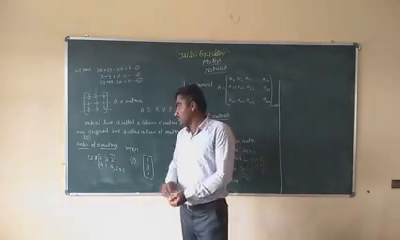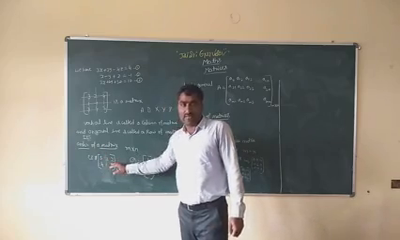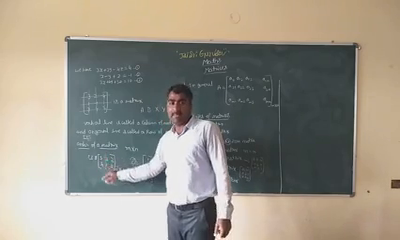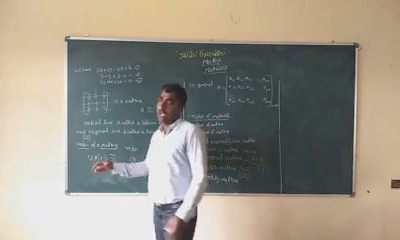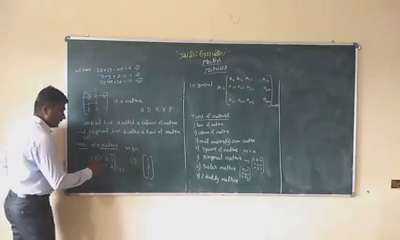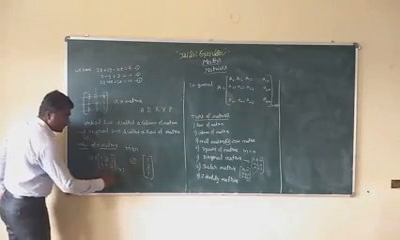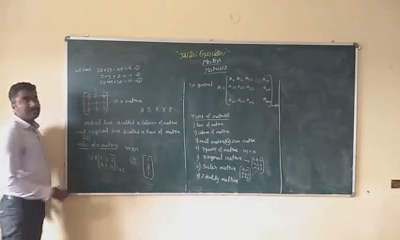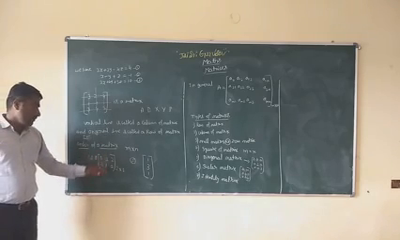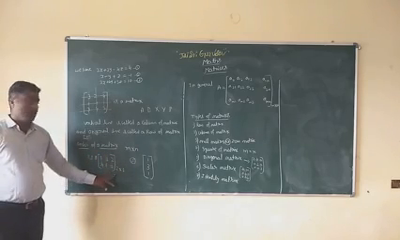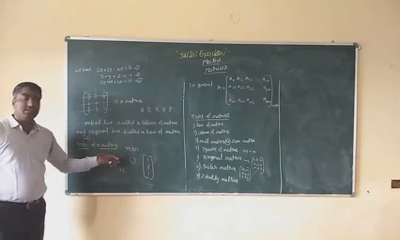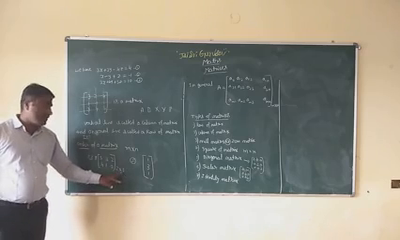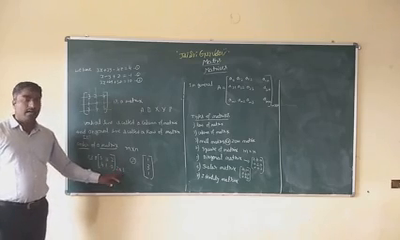For example, it is a matrix because it is a rectangular arrangement of numbers: 5, 3, 2, 4, 1, 0. How many rows are there? This is the first row, this is the second row. Therefore 2 rows. How many columns are there? 1, 2, 3. There are 3 columns. 2 rows and 3 columns. Therefore the order of the matrix is 2 cross 3 or 2 into 3.